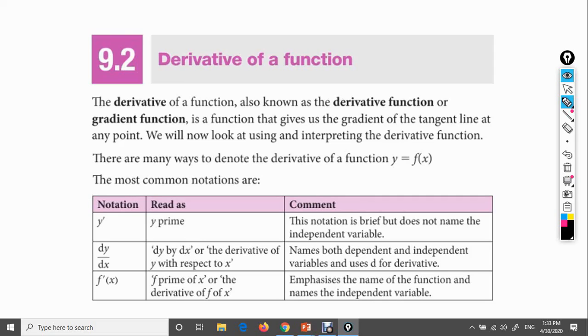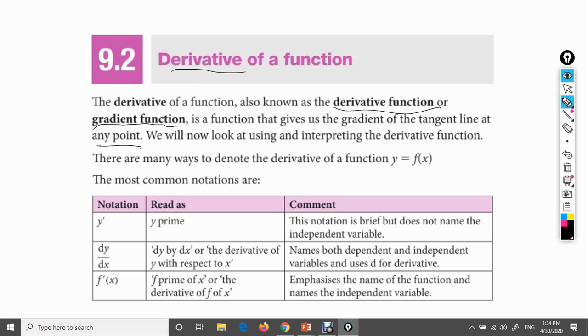Hi everybody. So in this video, we're going to continue with topic 9.2, derivative of a function. So it says a derivative of a function, also known as the derivative function or gradient function, is a function that gives us the gradient of the tangent line at any point. So what does that mean?